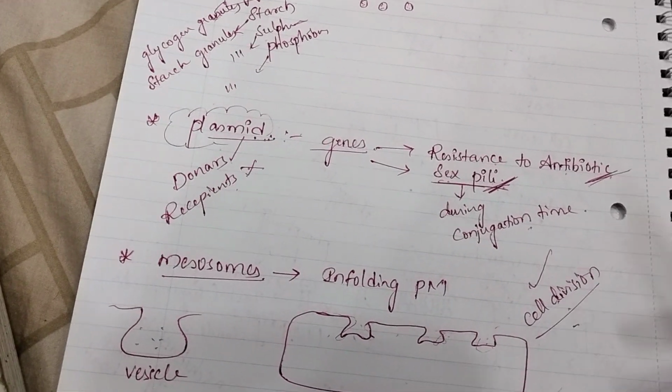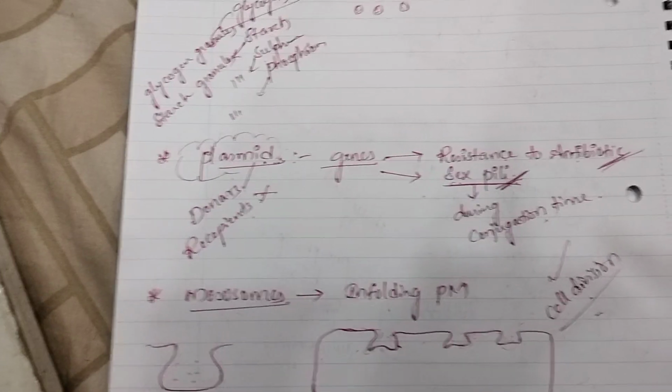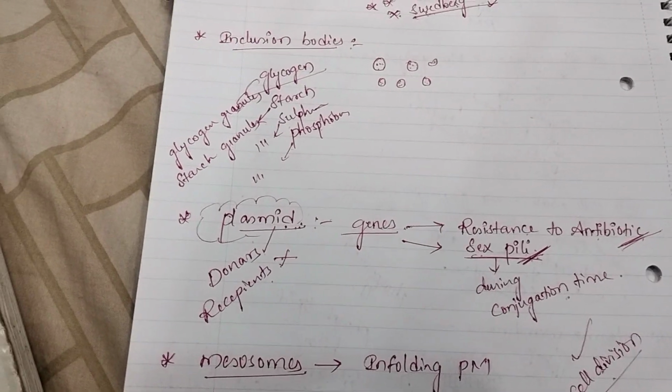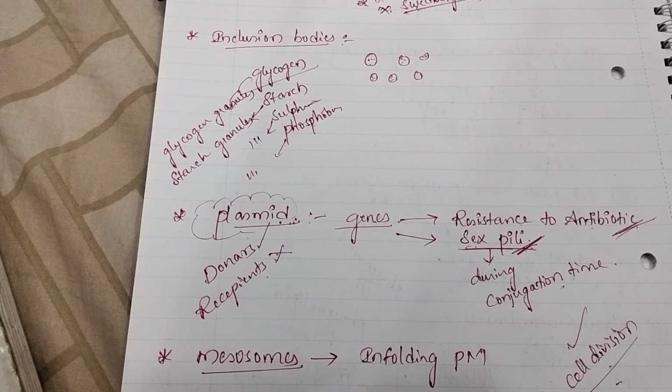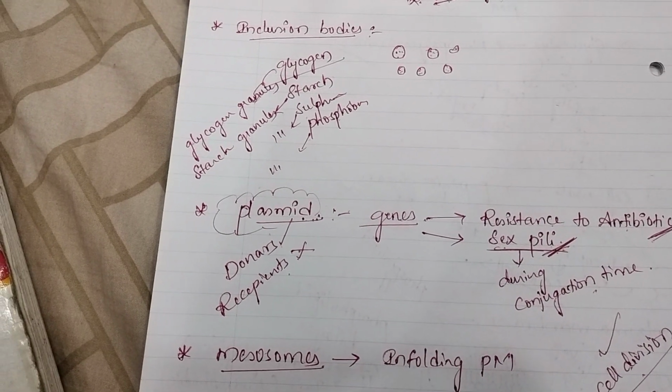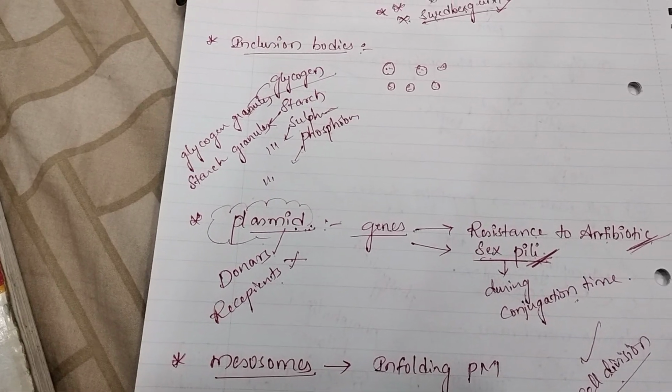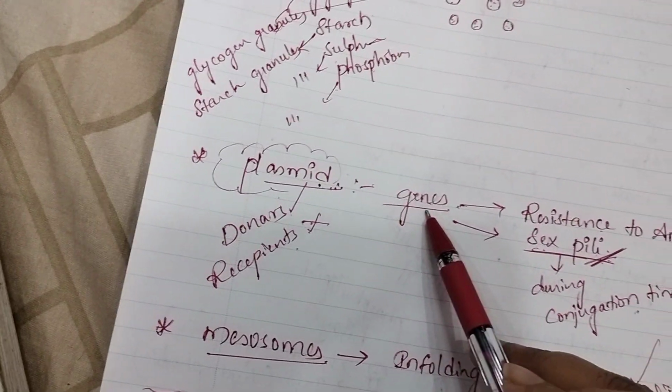And then comes plasmid. The plasmid is actually present in only some types of bacteria. It is not present in all types of bacteria. Plasmid is having some genes.